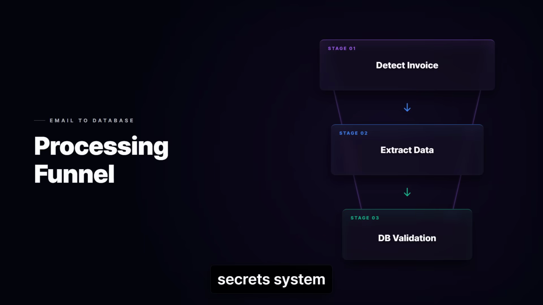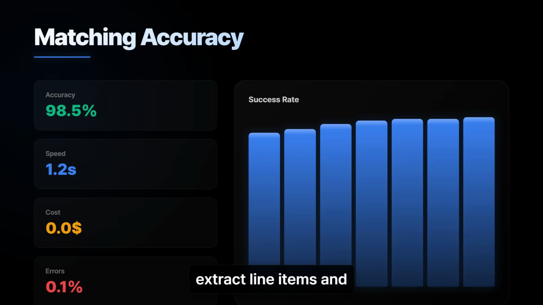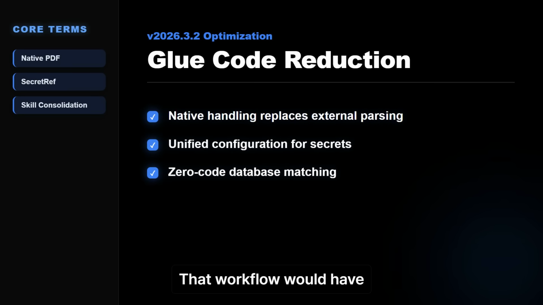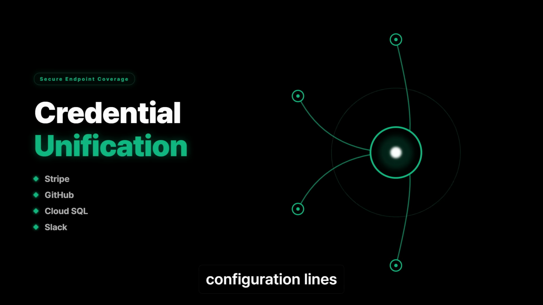Combined with the SecretRef secret system, you can now build a workflow where OpenClaw monitors an email inbox, detects incoming PDF invoices, uses the native PDF engine to extract line items and totals, matches them against a local database, and flags discrepancies. All without a single custom pre-processing script. That workflow would have required 3 separate skills and significant glue code in 2026.3.1. In 2026.3.2, it's a prompt and a few configuration lines.